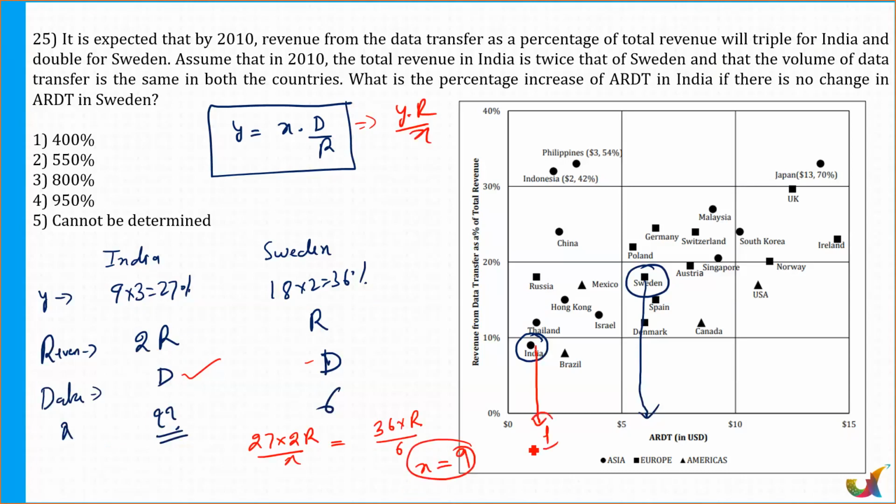And what is the initial value of X for India? It was 1. Yes or no? And from 1, it has moved to 9. So what is the percentage change? That is 800%. So the percentage change is 800. So the answer will be option 3, which is 800.